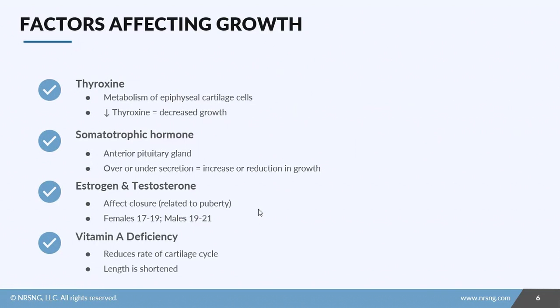Let's take a look at the different types of factors that affect bone growth. First off, you've got thyroxine. Thyroxine is a thyroid hormone, and when you have decreased thyroxine, which is part of your metabolism, you're going to have decreased growth. You have another thing called the somatotrophic hormone, which is produced in the anterior pituitary gland. So if you have oversecretion of somatotrophic hormone, you're going to have an increase in growth. If it's undersecreting, then you're going to have a reduction in growth.